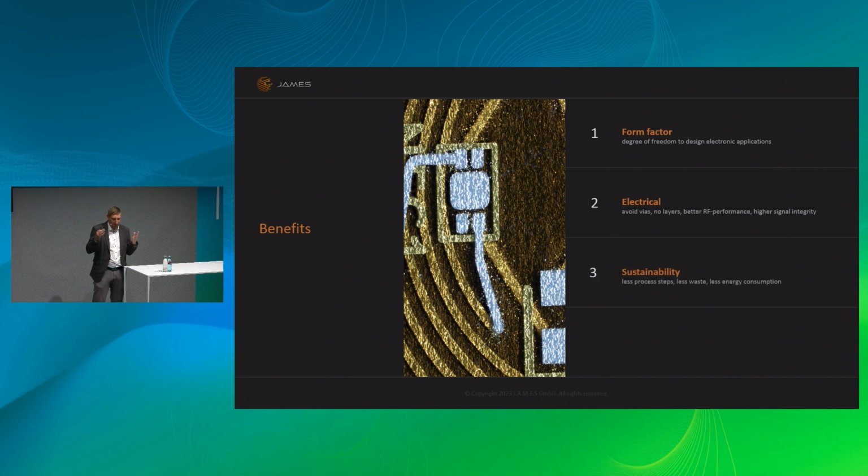Third one, and I think this is also very easy to understand, from the sustainability point of view. If we are comparing the traditional PCB process with up to 25 process steps and a lot of energy consumption and a lot of chemical waste that this process produces, in comparison to one printer, then the sustainability aspect is much better than the traditional one.